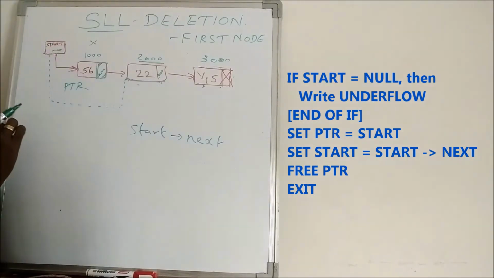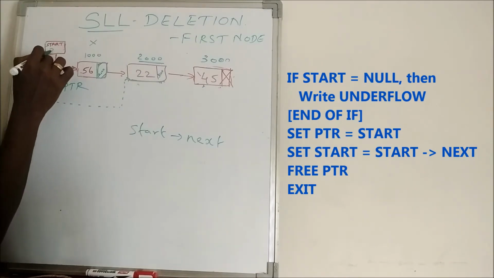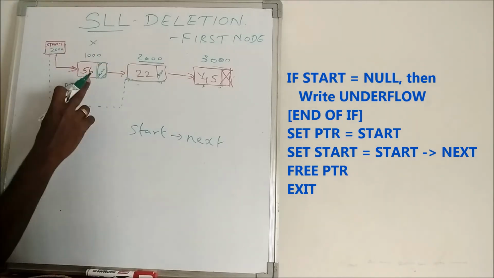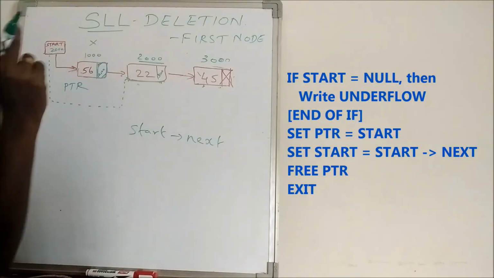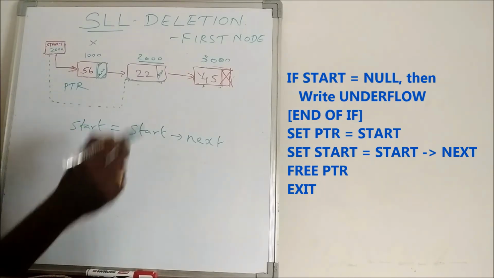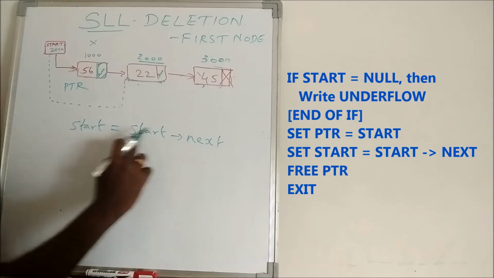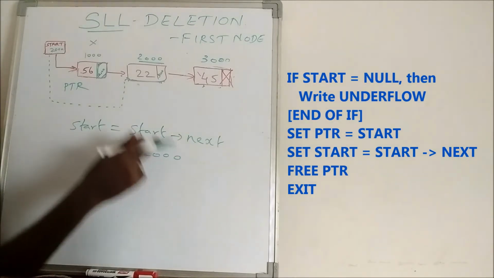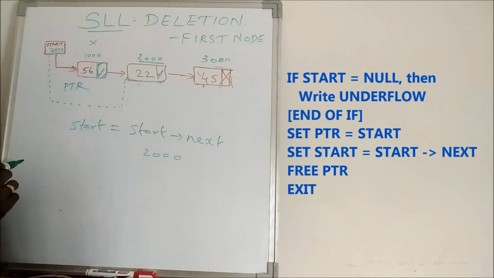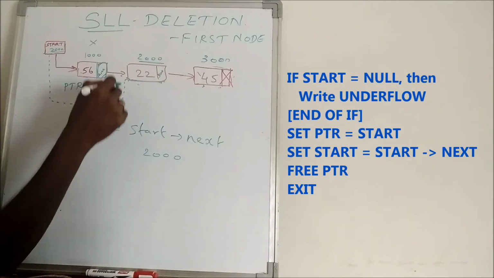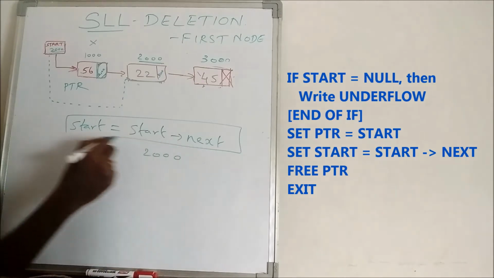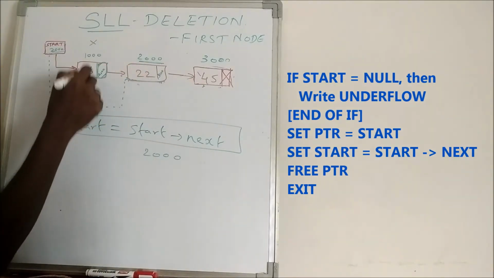Start is initially 1000, and I have to replace it with 2000. The 2000 value is already available in the next of start. So what will be stored in start? Start is equal to start's next, and start's next is 2000. Now this is stored into start, which means start holds the address 2000, which is connecting to this particular node. So this is the only step: start is equal to start next. This connection is established. Now we can free this memory.